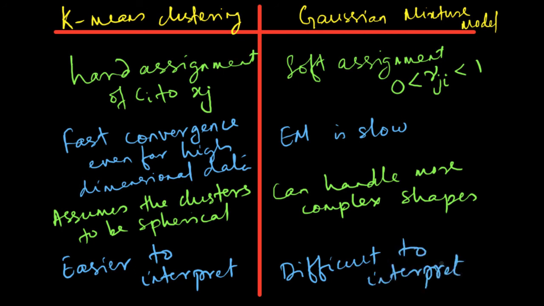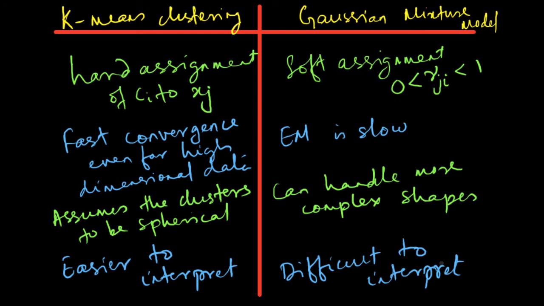But still, although the Gaussian mixture model has some of these limitations, because it does a soft assignment and because it computes the actual probability distributions, it can be very, very powerful provided you have the required computational resources to do the necessary calculations.